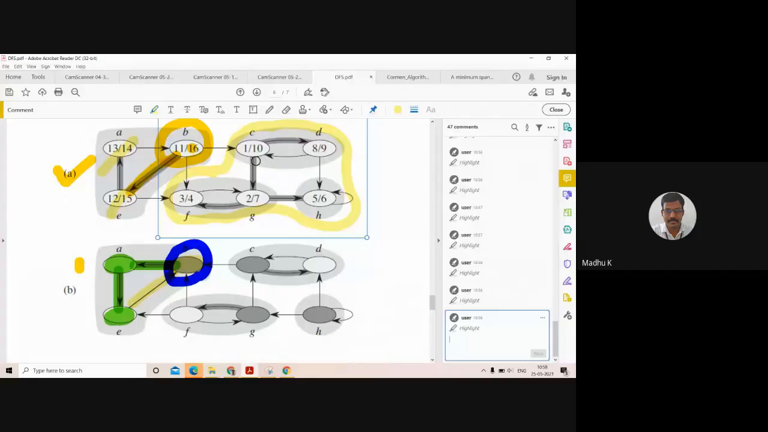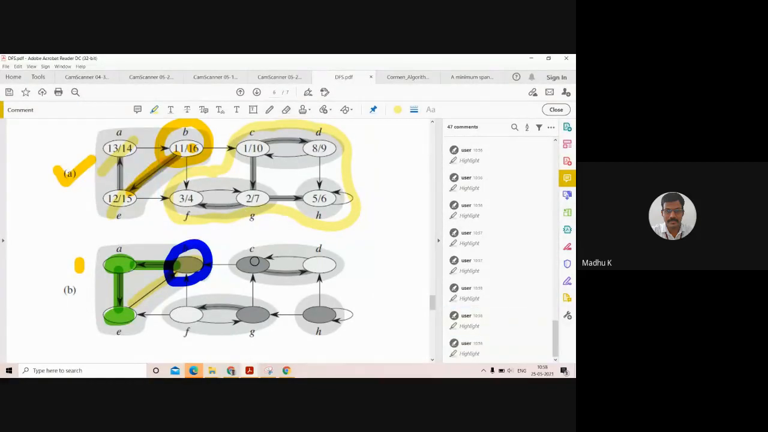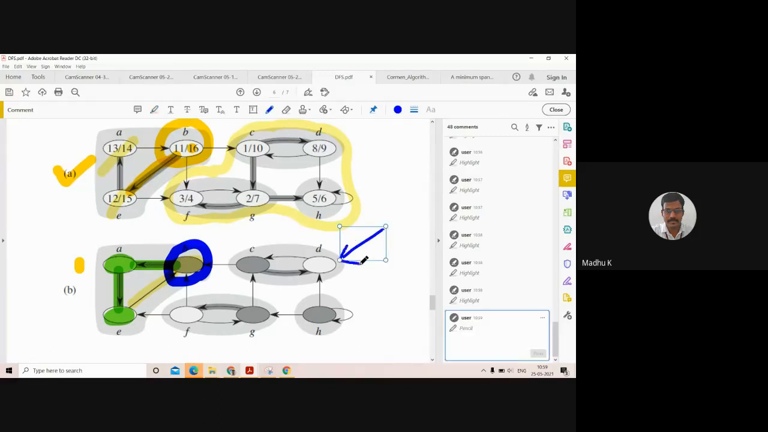Which one is finished first? Because the finishing time of C is the greatest of them. As Anugrah told, we will start from C and again perform DFS. Then we will get a tree like this. This is another DFS tree, and only C and D will be there. This is the second DFS tree, and this is the first DFS tree.